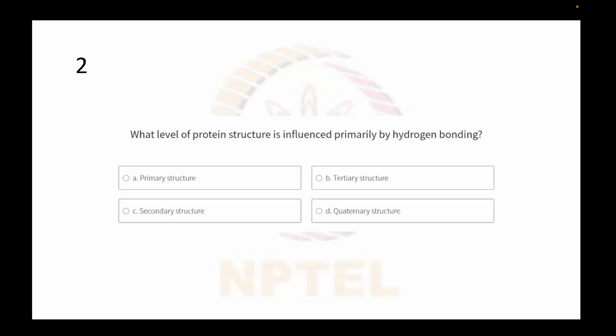So the second question is, what level of protein structure is primarily influenced by hydrogen bonding? Yeah, the derivatives of these biomolecules have nitrogen group. So I was mentioning basic subunits of carbohydrates and lipids don't have a nitrogen group.